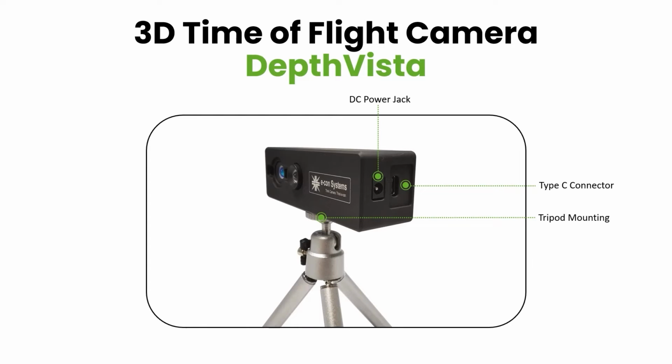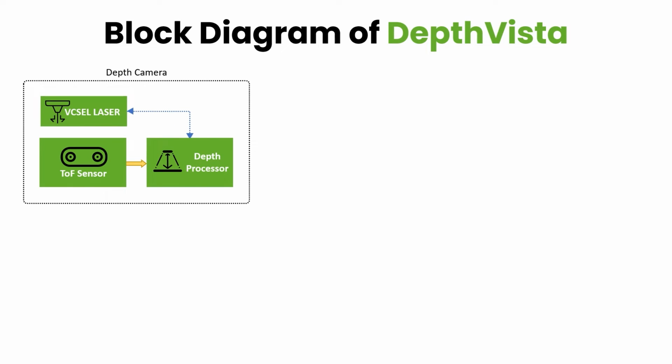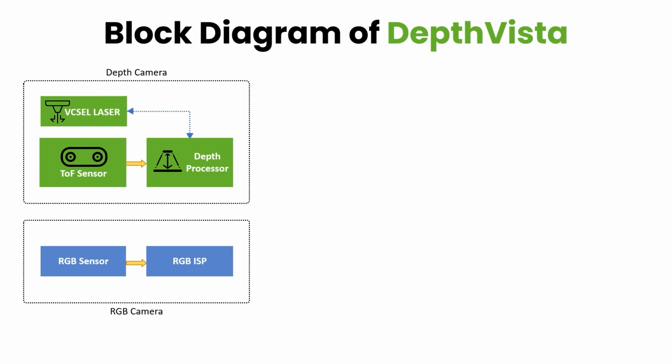The best way to understand the hardware components of the camera would be to look at its block diagram. For depth mapping, DepthVista uses a VGA depth sensor and a VCSEL light source that operates at 850 nanometers. For 2D imaging, the camera uses a 2 megapixel color global shutter sensor along with an ISP. One of the differentiators of DepthVista is that it is an RGBD camera that delivers both the depth and RGB data in a single frame.